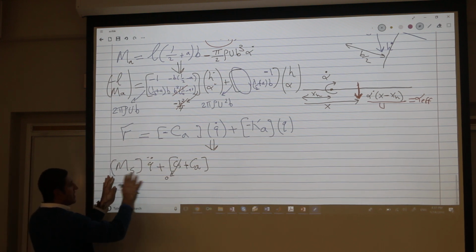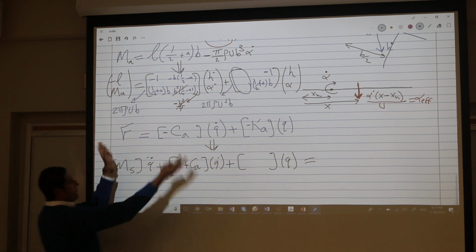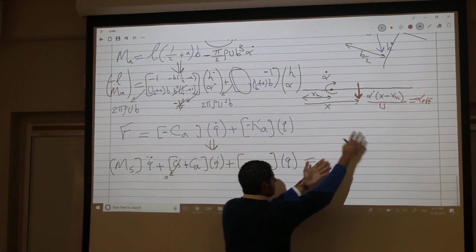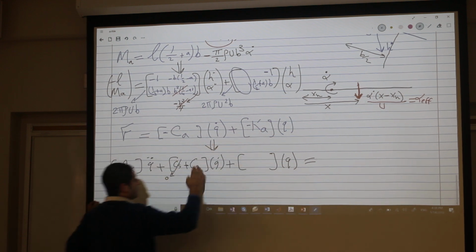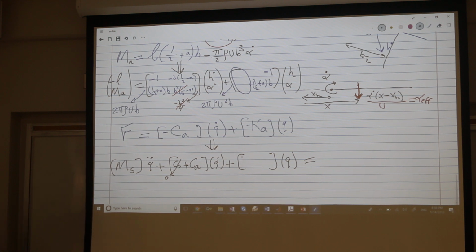The equation was M Q double dot plus K Q was equal to forces, right? Now the forces, here is how the forces are represented. It's supposed to be in the right-hand side, so I'm moving it to the left-hand side. That's why I have negatives here, so that when they move, they have the right sign. So we had K structure here. I will add to it whatever comes from aerodynamics. And what is in the right-hand side now? 0, very good.